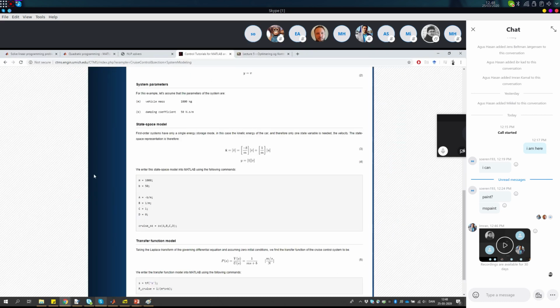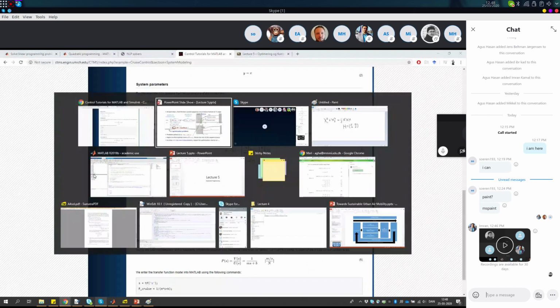And of course, if you think about a thermostat, when you want to control the temperature of a room, then you can also think about this kind of formulation.